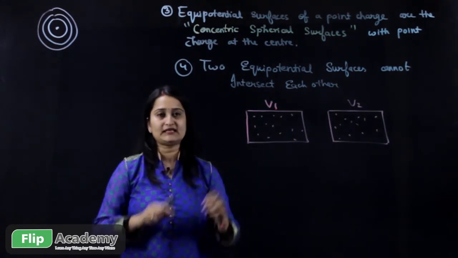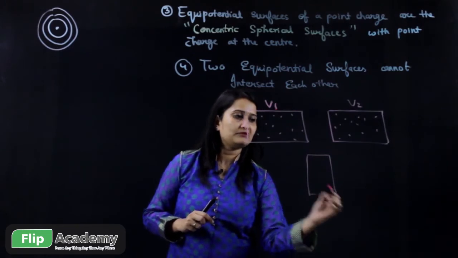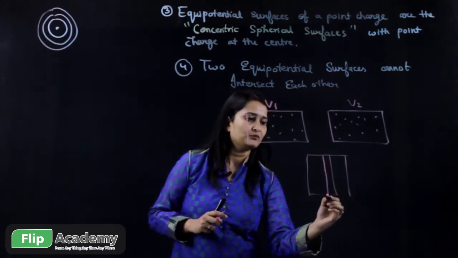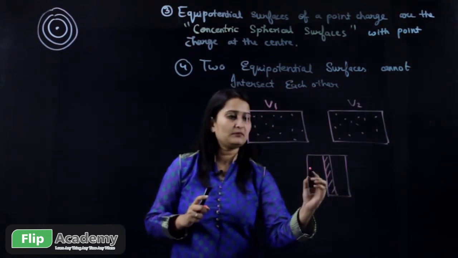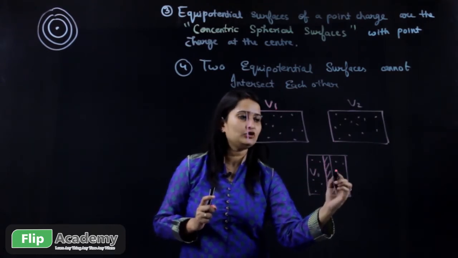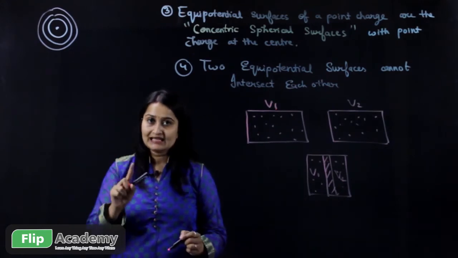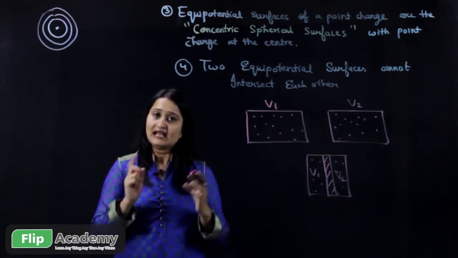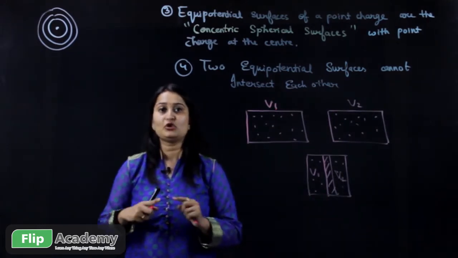Now, if they both intersect each other, like for example, this is the first one where we found the V1. This is the second one where we found the V2. Now you see that they intersect each other. At this particular point, you are going to find V1 at all points. At this particular area, you are going to find V2 at all points. But what about the intersection point? At the intersection point, you may get a different value of V1 and V2. It may happen that you will get the summation of V1, V2 or the difference of V1, V2.